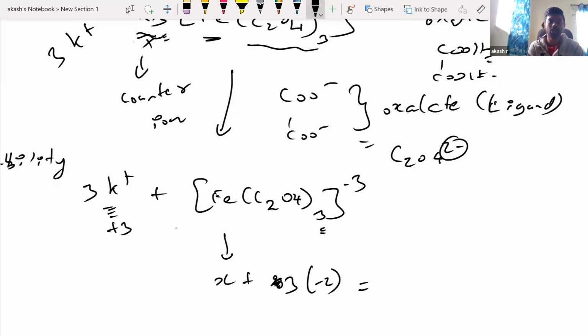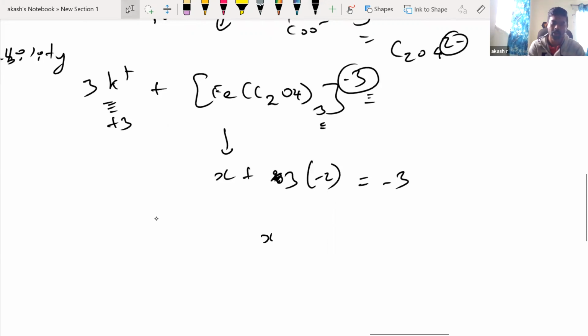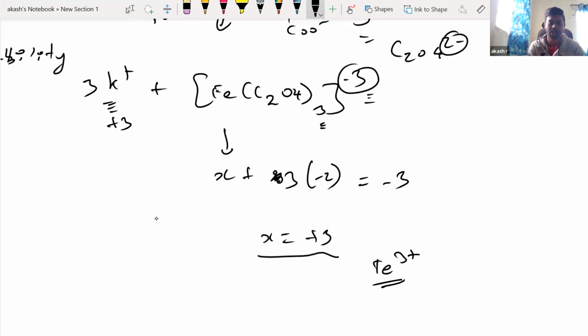Right, and that should be equated to the overall charge of the coordination sphere. Like this and this, if I add, you should be able to get the overall coordination sphere's charge, that is nothing but minus 3. Okay, right. So now I can easily do this, right? So X, you will be able to find it as it is going to be plus 3. So Fe is actually in its plus 3 oxidation state. That is how we calculate. We'll take more examples.